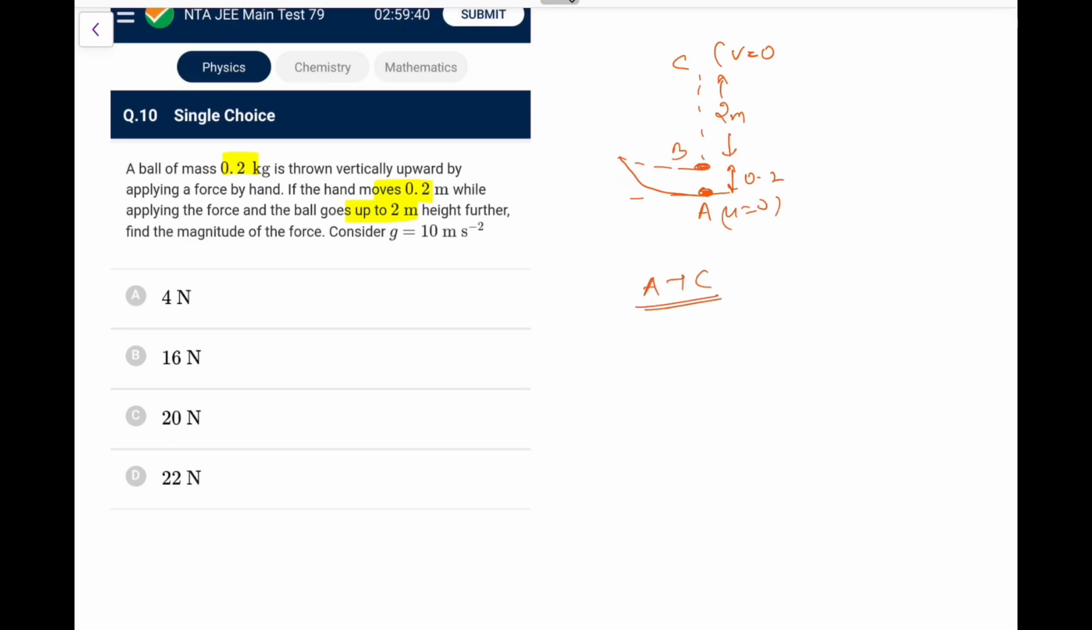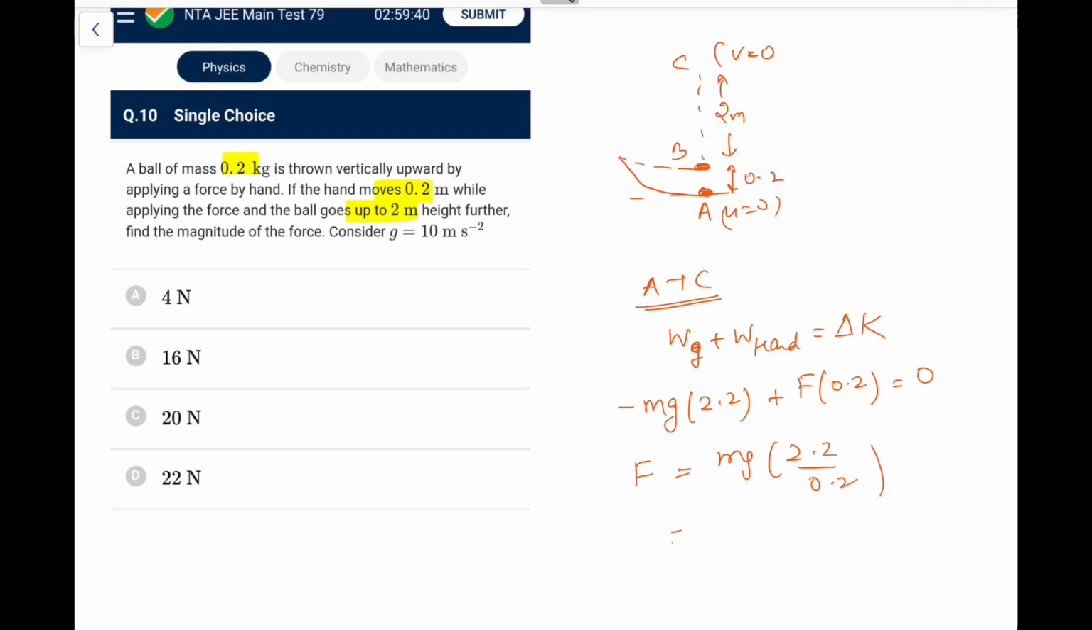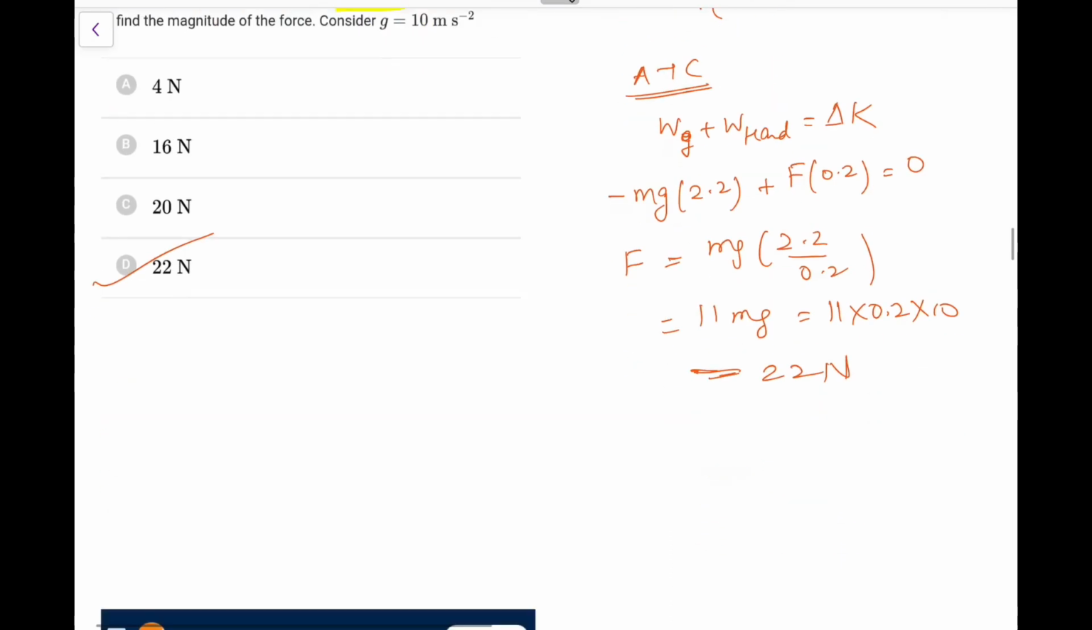So for the ball between A and C, I apply W gravity plus W of hand would be equal to delta K, work energy theorem. So W of gravity would be, I can write minus mg into 2.2 because complete height, plus force from hand would be F into 0.2, that is delta K, that is 0. So F would be equal to mg into 2.2 upon 0.2. You can directly go for, this is 11 mg. 11 mg means 11 into 0.2 into 10, that is 11 2s are 22 Newton. So the force from the hand would be 22 Newtons in this particular case.